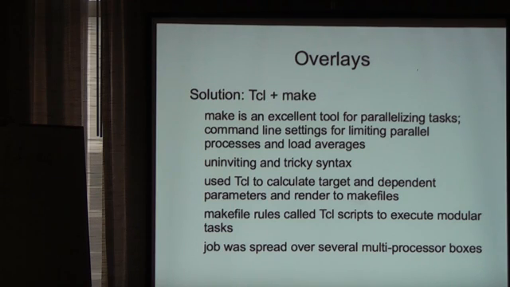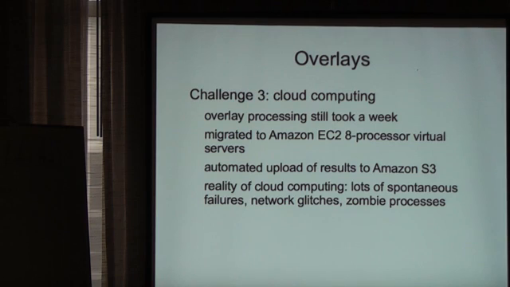So the final frontier that we tried was to make use of what Amazon was bringing online as we were working, which was the Elastic Compute Cloud service, where you can spin up virtual servers on demand. And we used the most powerful virtual servers they had, which were 8 cores and large amounts of RAM.